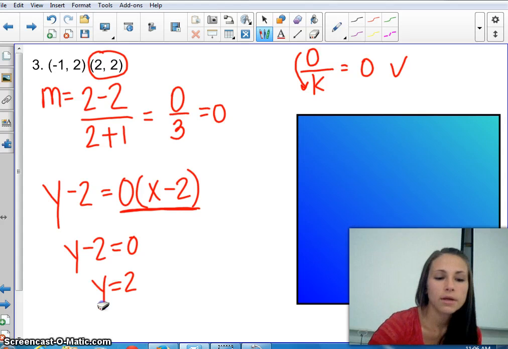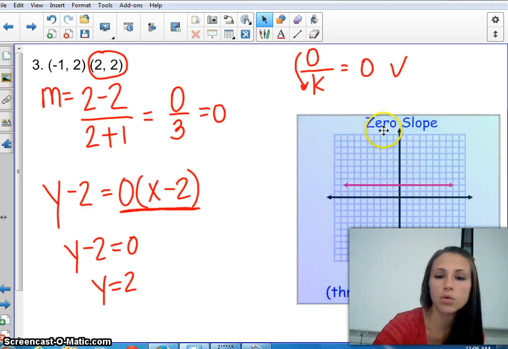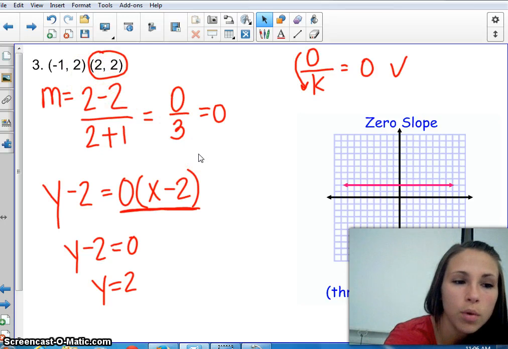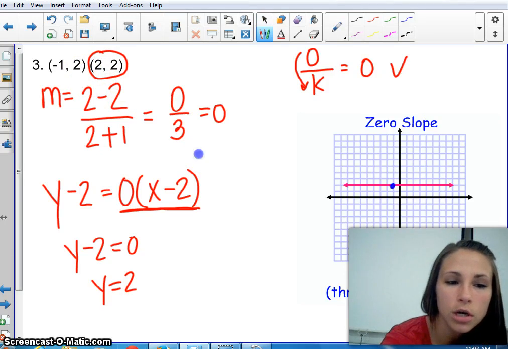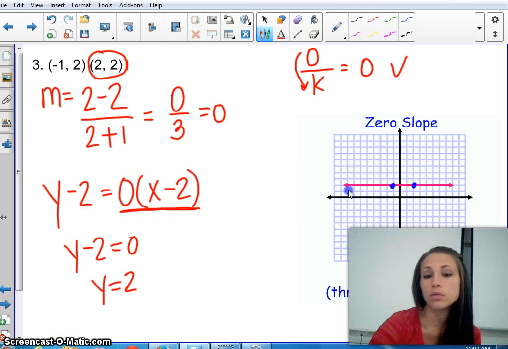This kind of line, or this equation, is always going to give us a horizontal line. And so if my slope is ever 0, then the equation is going to be y equals a number, and it's going to go through the y coordinates of my point. Okay, because if you think about it, if we go graph those 2 points, negative 1, 2 would be here, 2, 2 would be here, and so the only kind of line that would go through those 2 points is a horizontal line, and that would just be the line y equals 2.